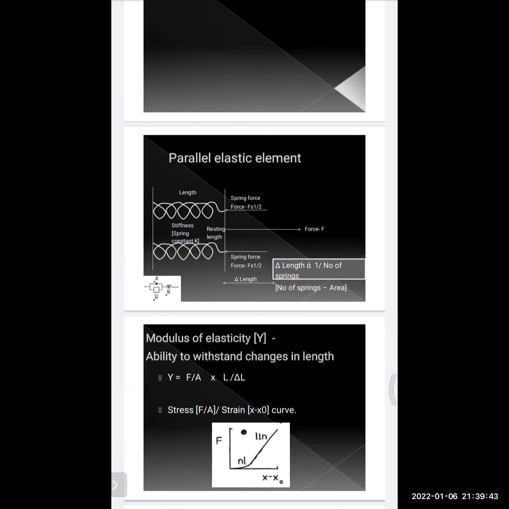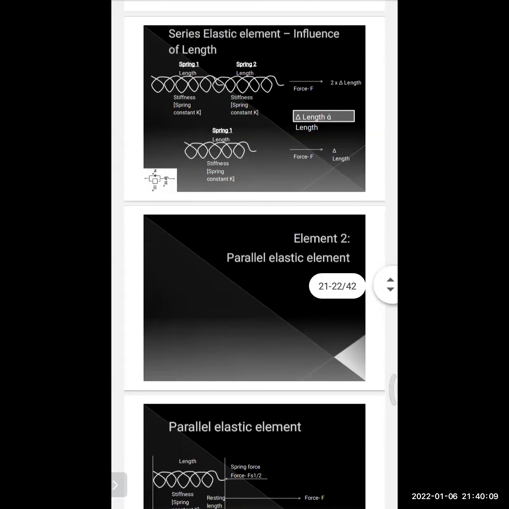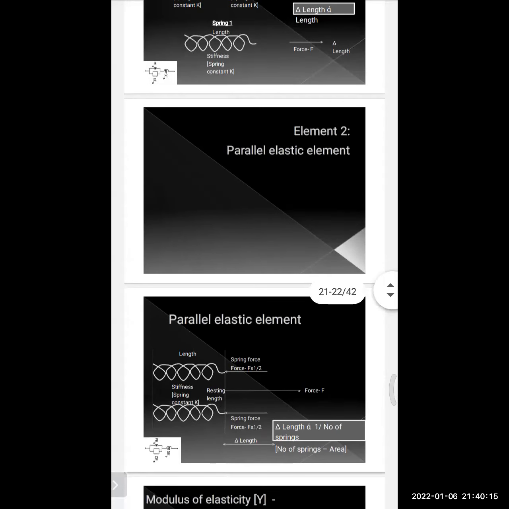Okay, so it's going to be increasing. But each one will be contributing only half to the force. So when there are multiple springs, each spring will be contributing only half to it. But the total force will be more. So what we see here is we have a series elastic element, which is a tendon, and we have a parallel elastic element, which is your endomysium, epimysium, perimysium. Whenever they come in, they increase the amount of force. So they are going to contribute to some amount of force.